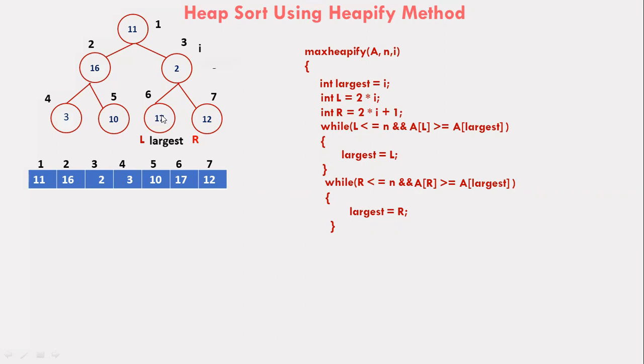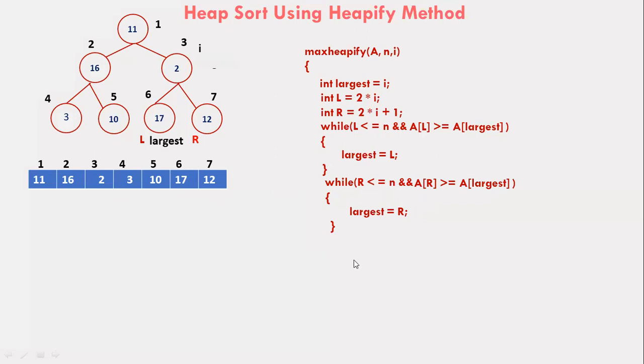So here I compare this 17 with A of R, that is 12. A of 12 with A of 6. Which is largest? A of 6 is largest. So this condition fails, and we don't enter into this loop. So after completing this while loop and this while loop, our largest value is 6.